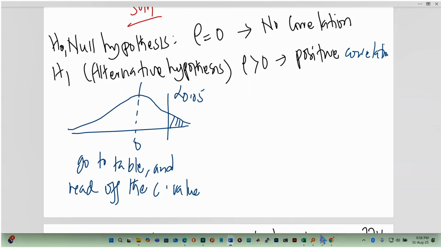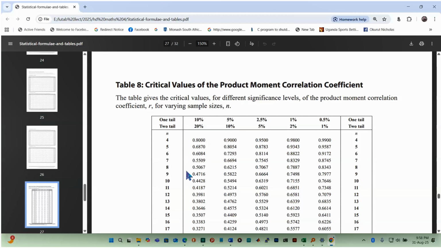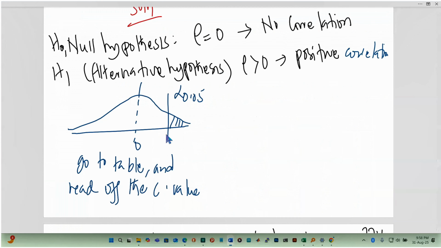So let's go to the table, go to 8, which is the number of observations. Then under one-tailed test, check for the 5% significance level, which is representing 0.05 level of significance. So below that, you go to 8, and the value is 0.6215. So that means the critical value is 0.6215.